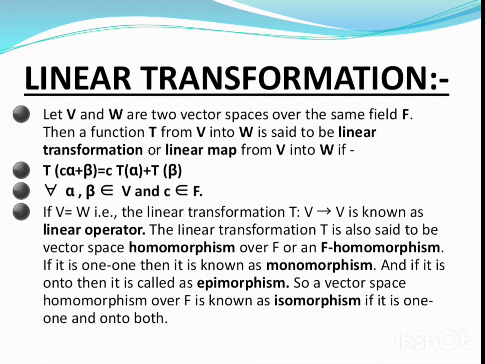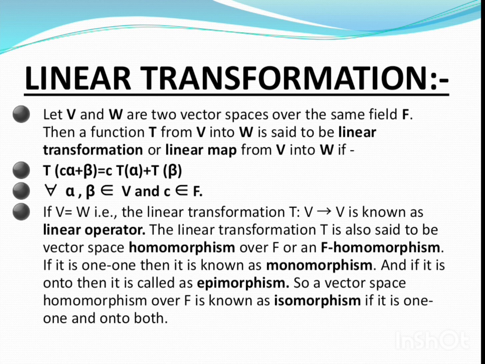Now coming to the main topic, linear transformation. Let V and W be two vector spaces over the same field F. Then a function T from V into W is said to be a linear transformation or linear map from V into W if T(cα + β) = cT(α) + T(β) for every α, β belongs to V and c belongs to F.